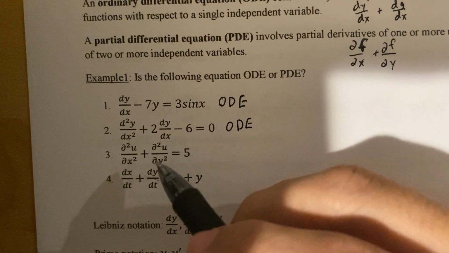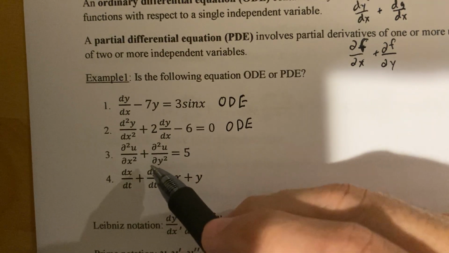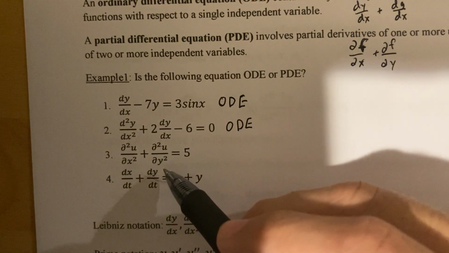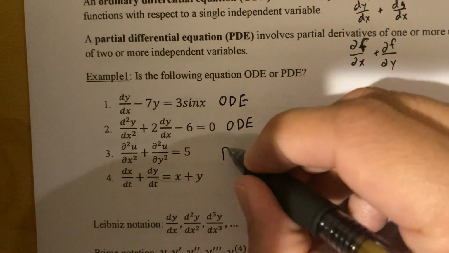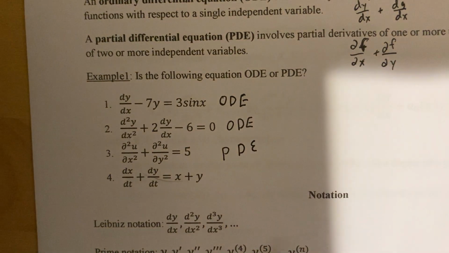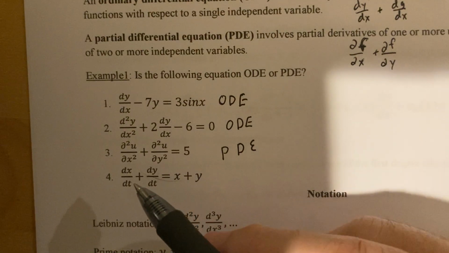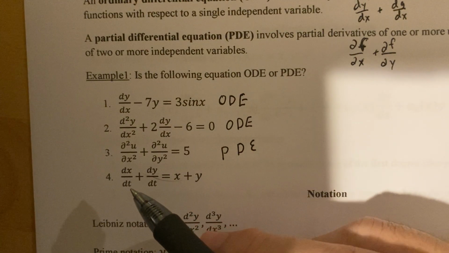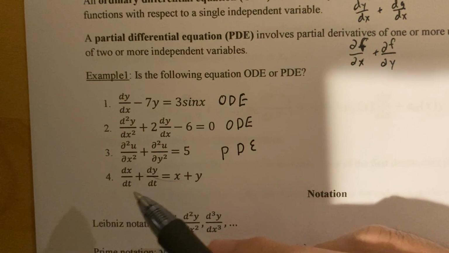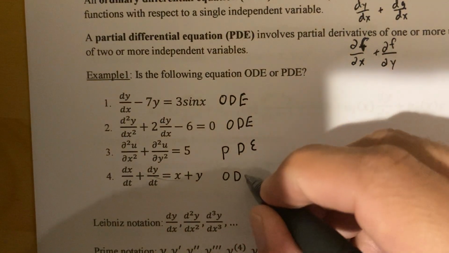The next one, we have a second partial derivative of u with respect to x, and then a second partial derivative of u with respect to y. So two different independent variables, so that's a partial differential equation. All right, again, we have the derivative of x with respect to t plus the derivative of y with respect to t. Because these still hold true for just one independent variable, it's an ordinary differential equation.